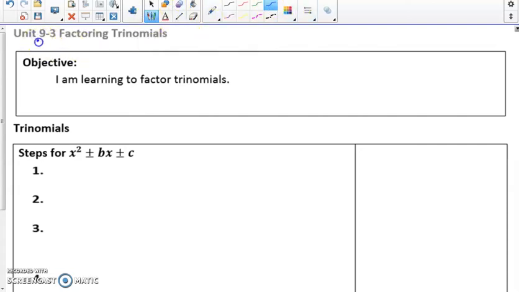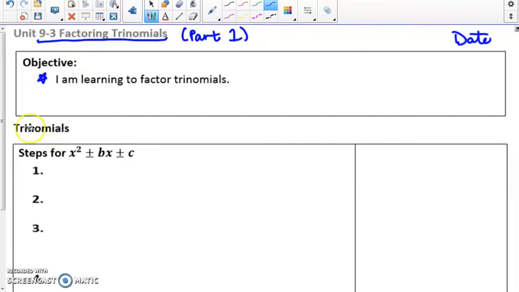So go ahead and put up the top 9-3 factoring trinomials. Just a little bit of a heads up, this is part 1. We'll see part 2 later on, so just realize that trinomials are broken apart into 2 different lessons. And then put today's date in that top right hand corner. And of course our learning target. So the objective for today is I am learning to factor trinomials.